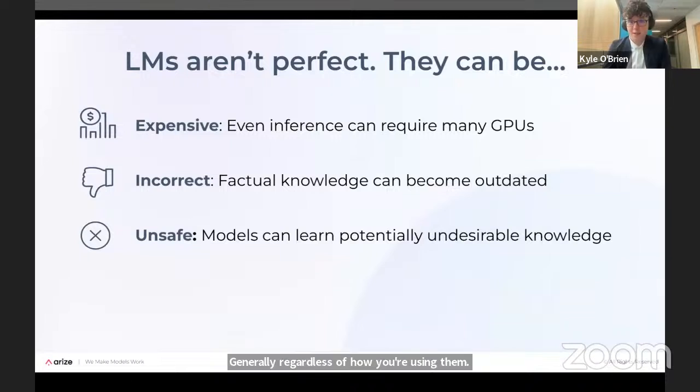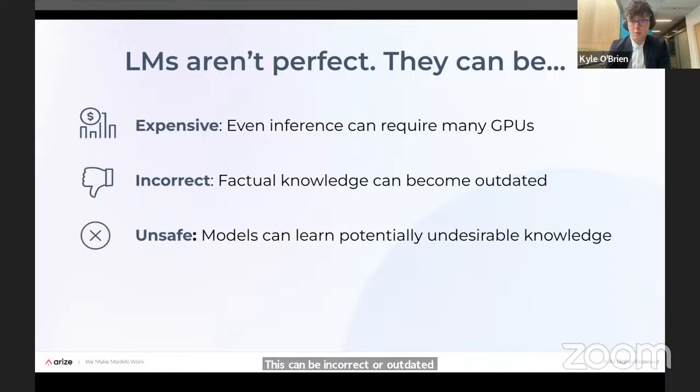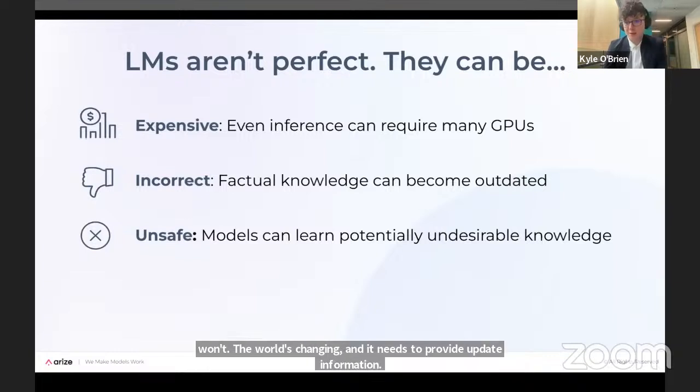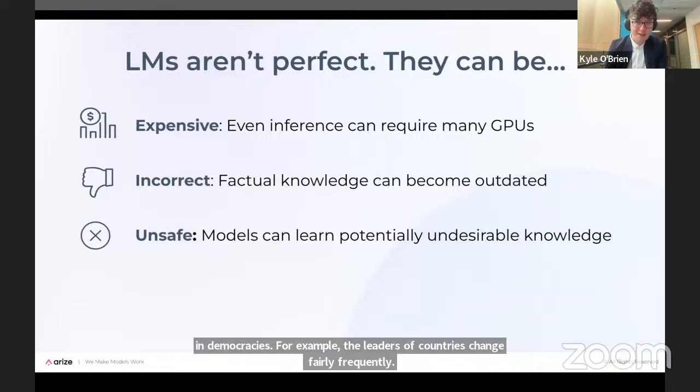Additionally, at least the kind of parametric knowledge that models have, what they learn from training about the world, this can be incorrect or outdated, especially if we're hosting our model in production in a setting where the world's changing and it needs to be able to provide updated information, especially in democracies. For example, the leaders of countries change fairly frequently. So, if you ask who's the leader of so-and-so country, it might give an outdated answer.